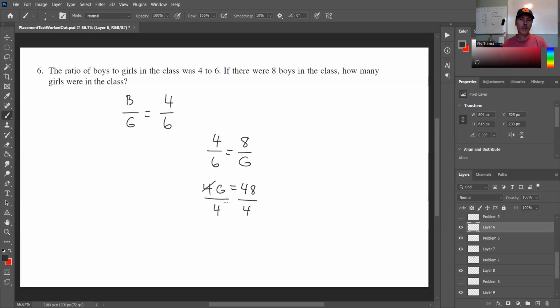So this 4 cancels out with this 4. And so we have G equals, what's 48 divided by 4? You have your calculator, or you could have your calculator. Hopefully you know your times tables well enough that you recognize that this is simply equal to 12. So the number of girls in the classroom were 12 girls. Not bad at all.